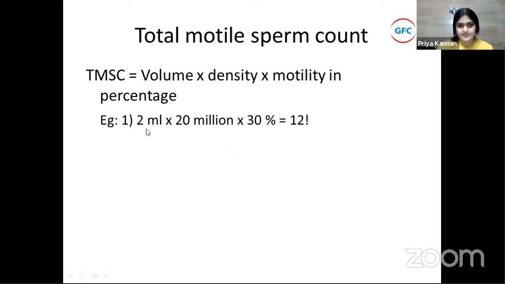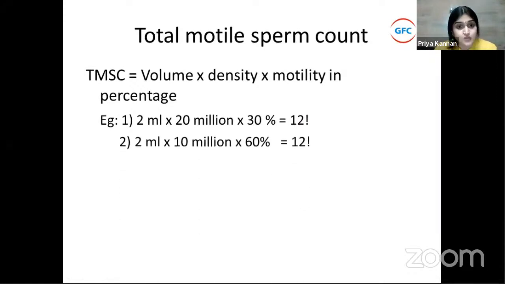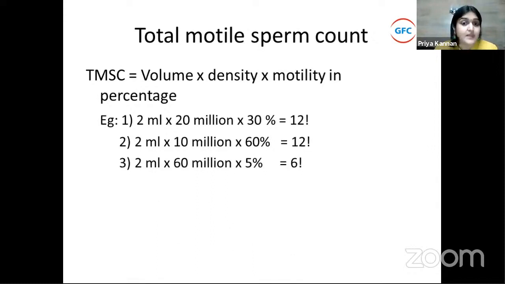For example, if the semen has a volume of 2 ml and the sperm density, not the total sperm count, is about 20 million and the motility is 30%, that is 30 divided by 100, the total motile sperm count would be 12 million. Whereas if it is 2 ml with only 10 million density, but it has a motility of 60%, our total motile sperm count would still be 12. Look at this: even if you have 60 million but only 5% motility, the total motile count drops straight to 6.